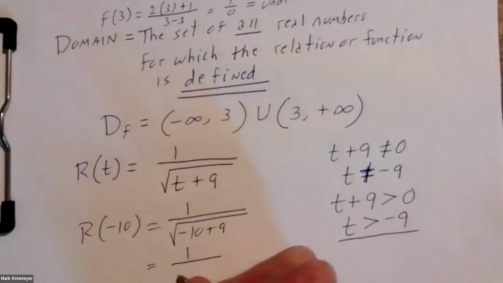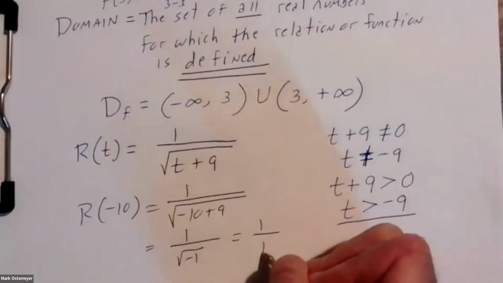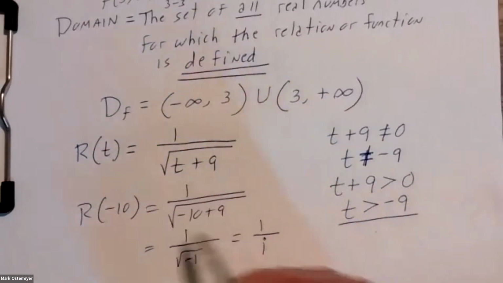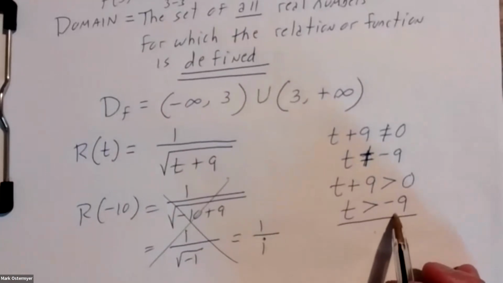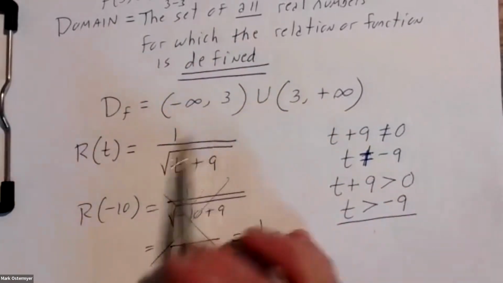Uh-oh, I'm going to have 1 over the square root of negative 1, but the square root of negative 1 is not a real number. It's an imaginary number called i. This is not even defined as far as real numbers are concerned. Can't do that. So t must be strictly greater than negative 9 for this function to be defined.